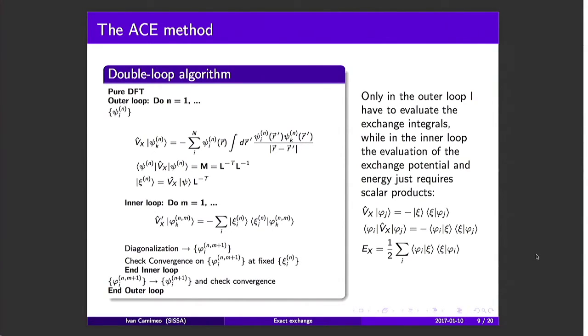Once we have the Xi vectors, then every time we need to evaluate the action of the exchange operator on trial function phi, because now we are optimizing the phi functions, we just need to do a scalar product, which is much faster than evaluating all those integrals. And also the energy can be calculated in the same way. It's very important that this can be done also in the diagonalization procedure.